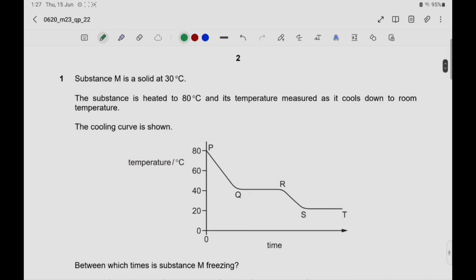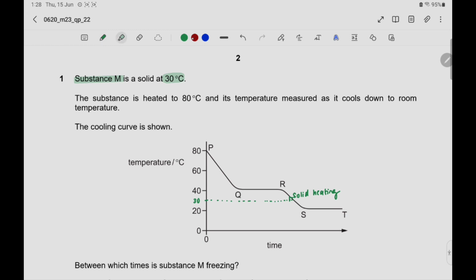First question, you can see they are asking for substance M. It is a solid at 30 Celsius. Whenever you see any question, the first thing I want you to do is label it. Where is 30 Celsius? I think it's around here, right? So all the way from 30 Celsius to this point, this is a solid, correct? If I am heating it, this is solid heating, right? But this graph is a cooling curve, so it's a solid cooling, am I right?